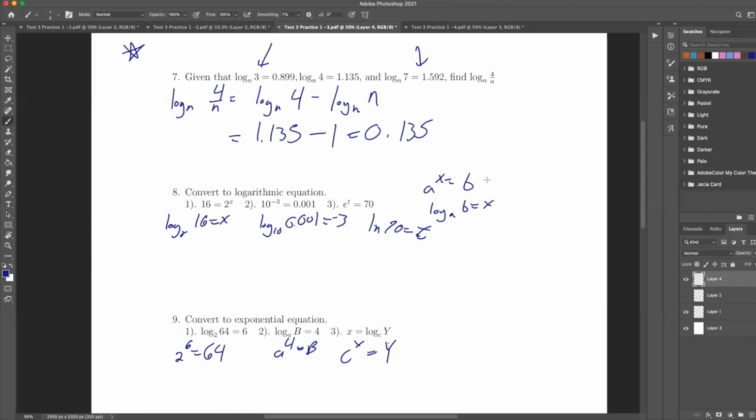Okay, for number 7, yeah, so good question. For number 7, if it was 7 over n, we would use this, right? So we use this one if it was 7 over n. But here it's 4 over n. Yeah, so whatever this number is here is the number you pull from there. Okay.